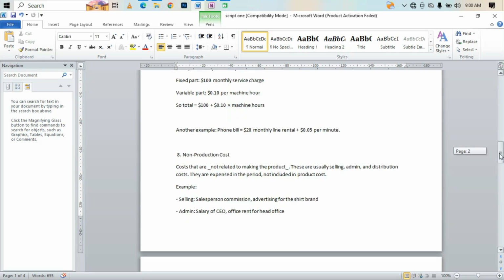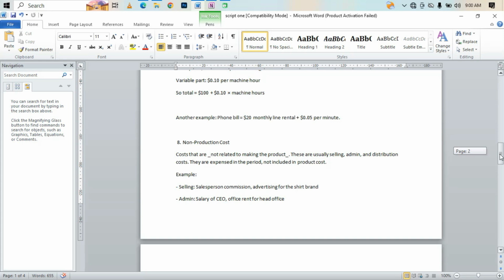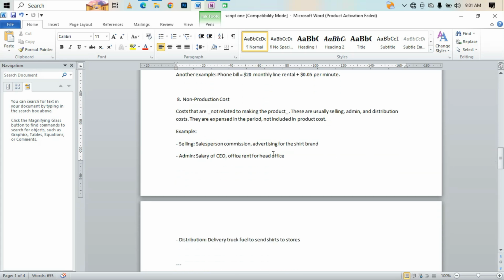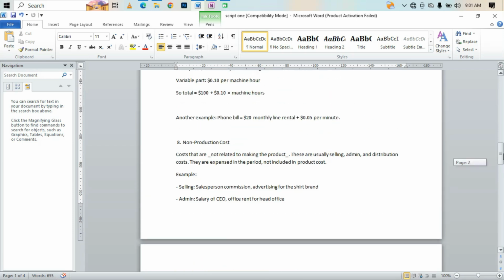So when it comes to the non-production cost, all the costs that we listed at the top are production costs. Then the non-production costs are the costs that are not directly involved in the production. For example, salesman commission. Somebody going to the field to sell has nothing to do with the production cost. Advertisement has nothing to do with the production cost. Administrative costs, all those things have nothing to do with what? The production cost of a unit.